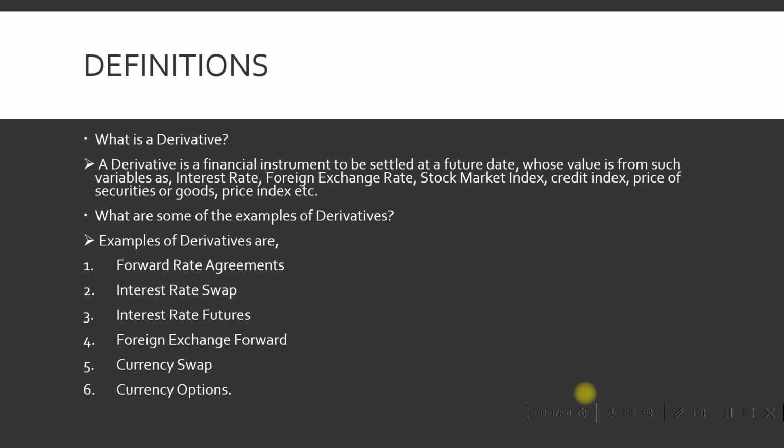And finally, we'll see what is currency options. Currency option is a contract where the purchaser of the option has the right but not the obligation to purchase or call option and sell or put option, and the seller agrees to sell or call option and purchase or put option for an agreed amount of a specified currency at a price agreed in advance.